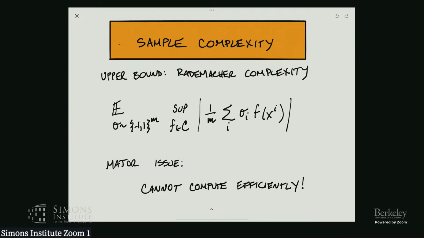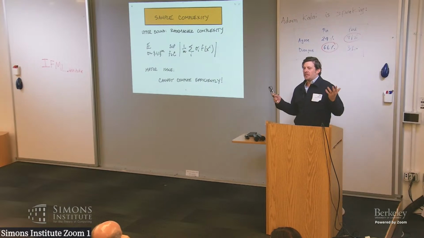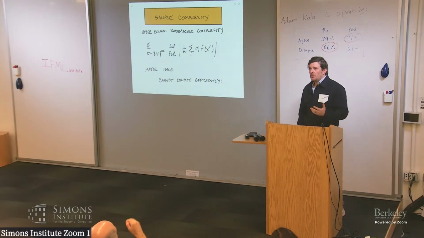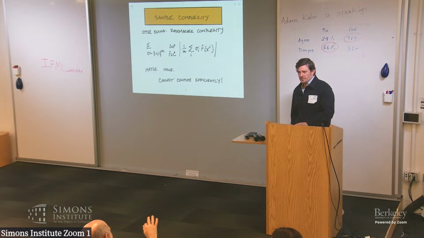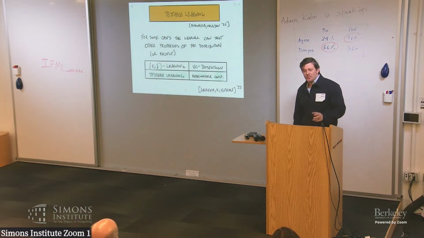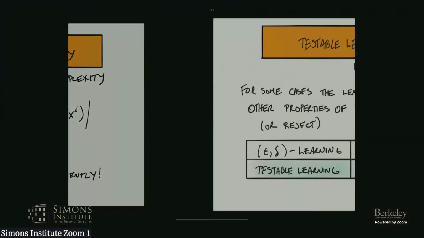For even testing Rademacher complexity, you can show it's computationally inefficient. If the function class is computationally easy to learn from... Yes, I can agnostically learn halfspaces, but I can't test the Rademacher complexity of halfspaces with respect to the uniform distribution. Well, you can. You can't.